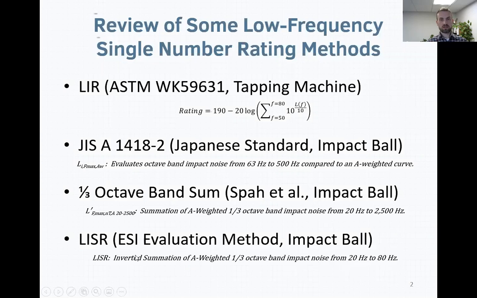But then we're doing an inversion of this data just so that it's a rating, kind of like the LIR gives you a rating, whereas these 2 international sums give you a decibel number. So for these, higher is actually worse. Higher decibel means it's louder, whereas for our rating methods, higher is better. It's a better assembly, providing better impact isolation.